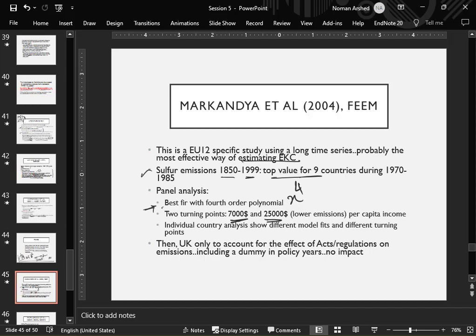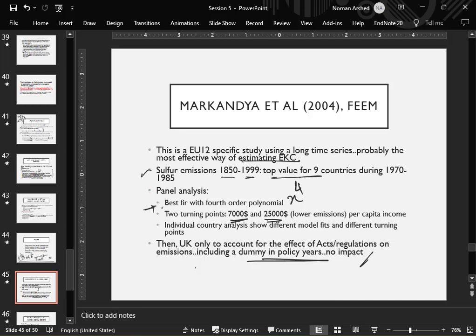Then for the UK only, to account for the effects of acts and regulations on emissions, including policy dummy years, it has shown no effect, meaning the government policies were not able to bring the turning point to a lower level or help the decoupling process.